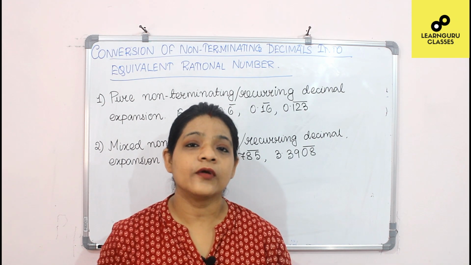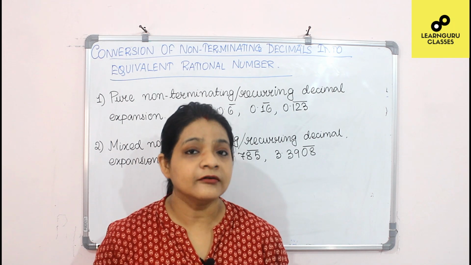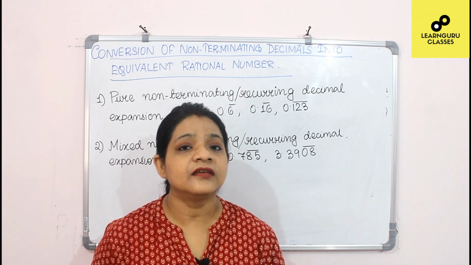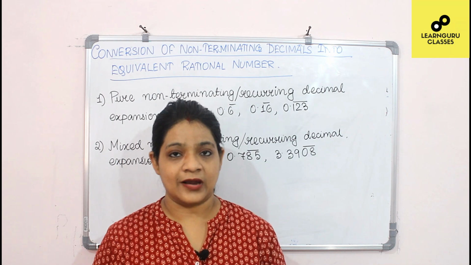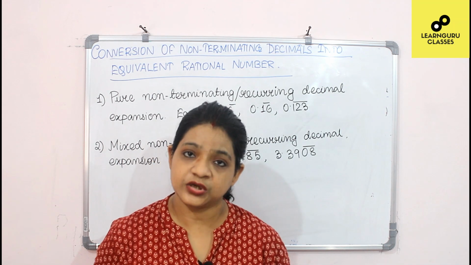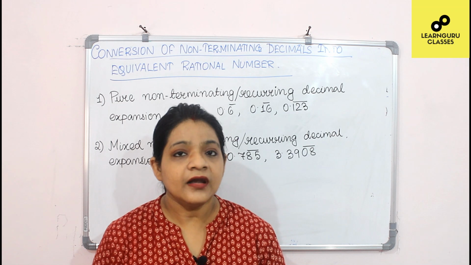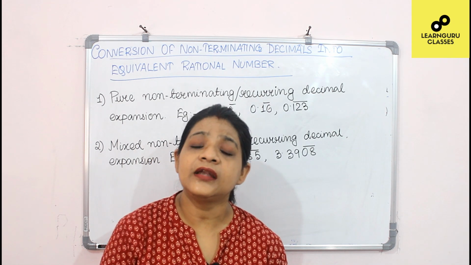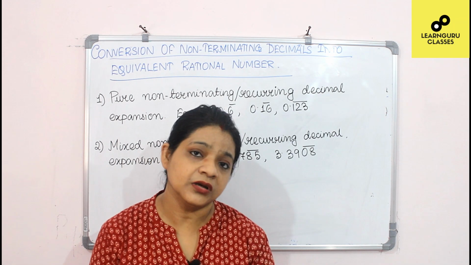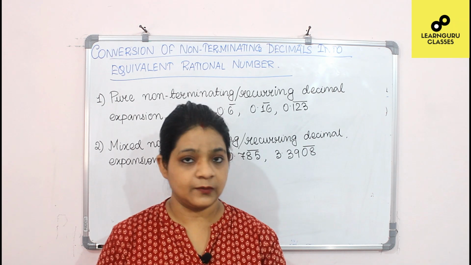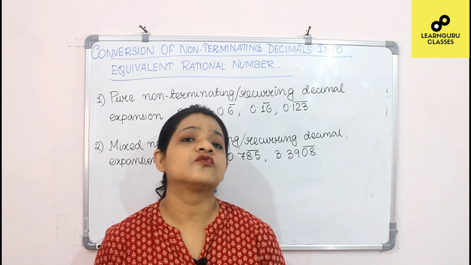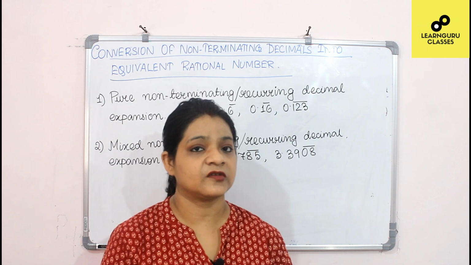So today we are going to discuss how to convert a non-terminating repeating decimal expansion into an equivalent rational number. Generally, a non-terminating repeating decimal expansion is termed a recurring decimal expansion. So what does non-terminating and repeating decimal expansion mean?